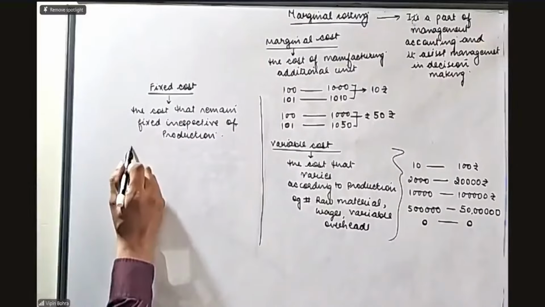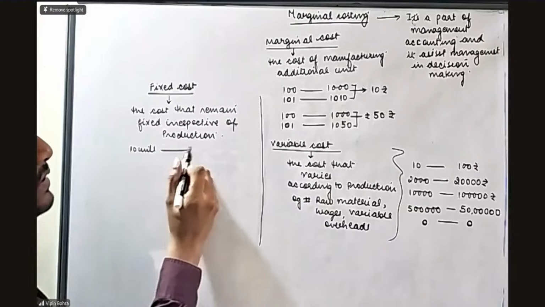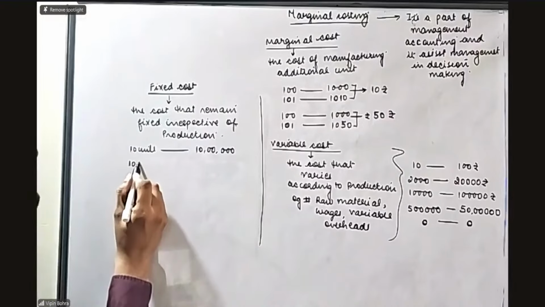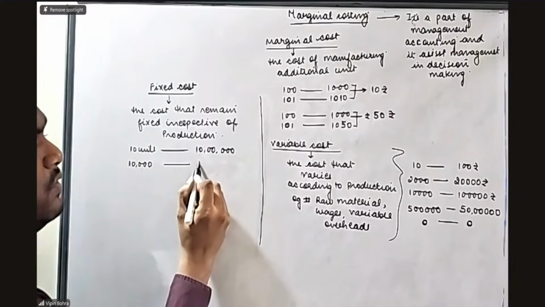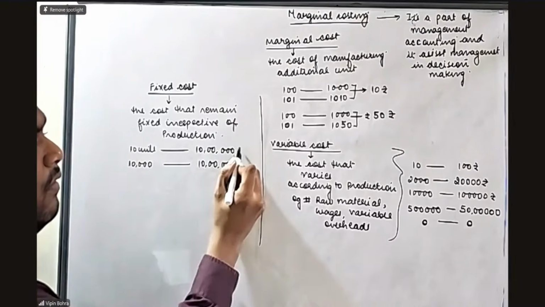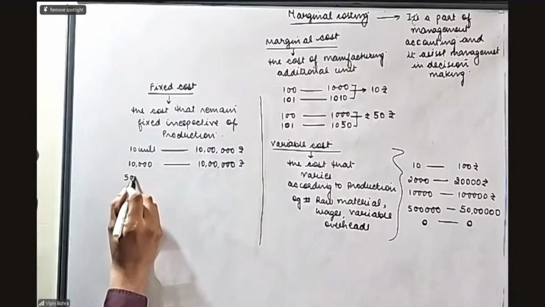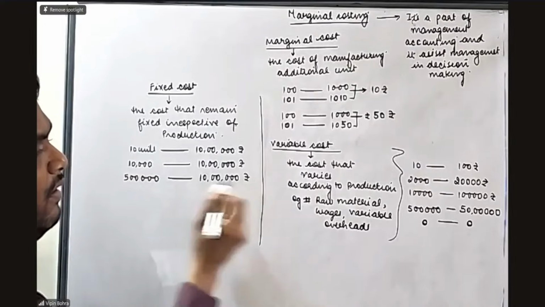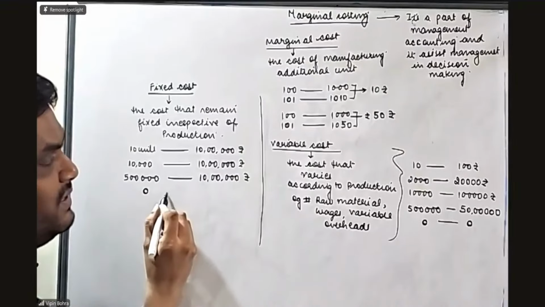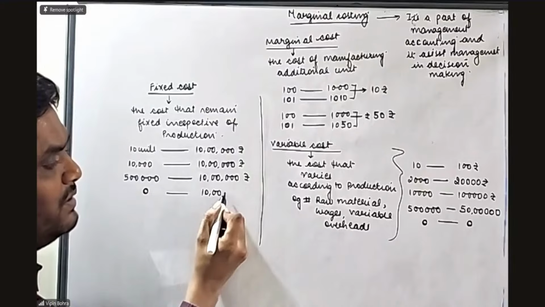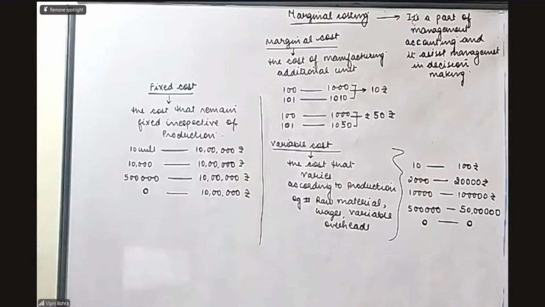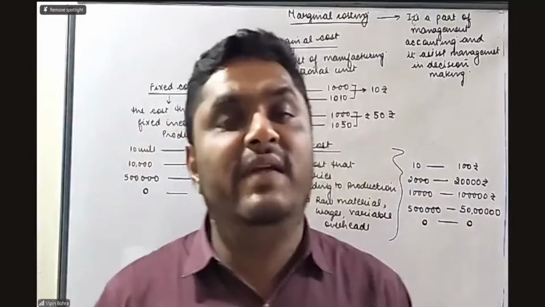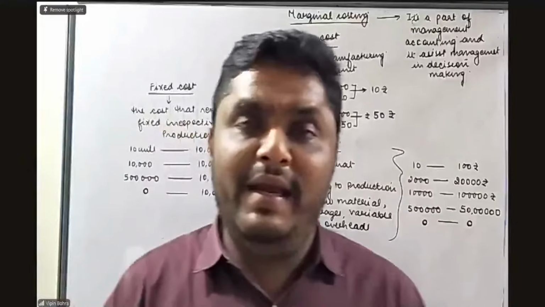Let's say I'm manufacturing 10 units and the cost is 10 lakh. If I manufacture 10,000 units also, this cost will be how much? 10 lakh only. And if I manufacture 5 lakh units also, the cost will be how much? 10 lakh. And very important, if I manufacture 0 units also, the cost will be how much? 10 lakh. So when talking about fixed cost, it is the cost that remains fixed irrespective of production. Let me take a very practical example.